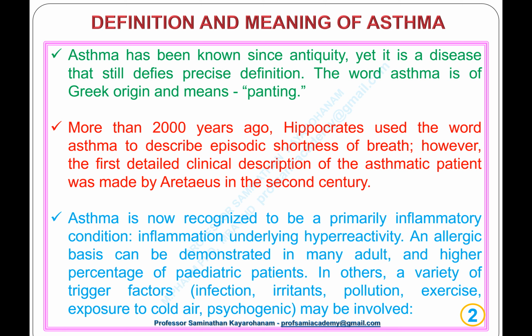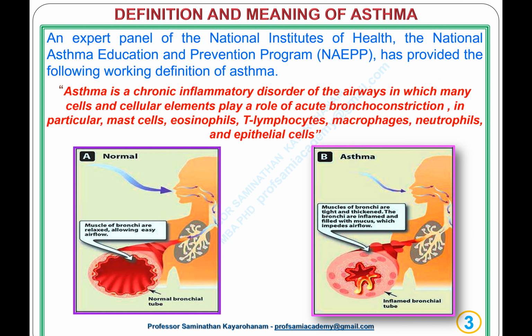Asthma is now recognized to be a primarily inflammatory condition. Inflammation underlies hyperactivity. An allergic basis can be demonstrated in many adults and a higher percentage of pediatric patients. In others, a variety of trigger factors, infection, irritants, pollution, exercise, exposure to cold air, psychogenic, may be involved. Next slide. Definition and meaning of asthma continues.